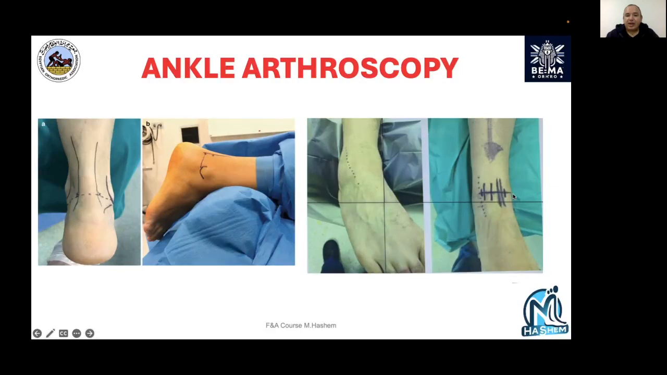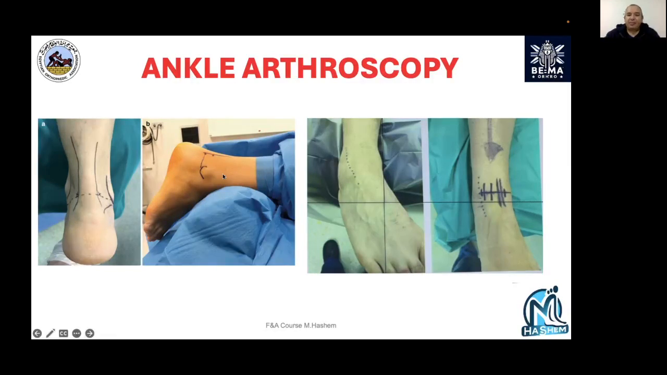Definitely for both portals, you're just going through the skin. After incision of the skin, you go in with a clip just to be sure that you're not attacking any of the tendons or the nerves, and then you go in. Remember, when you're scoping the ankle anteriorly, you are not going into the ankle, you're actually going into the anterior compartment. So the direction of your scope and instrument is not like that, it is like that.